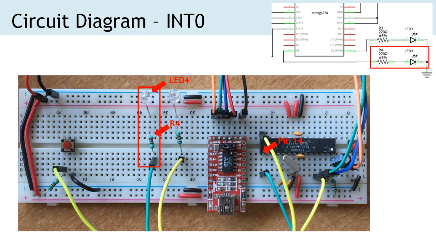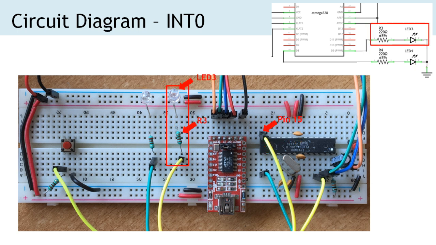The LED controlled by the ISR is connected to the pin number 15 of the microcontroller. The diagram shows the circuit of the setup. I have connected two LEDs to the pin 14 and 15 through 220 ohm resistor. Choose LEDs of different color for easy identification.